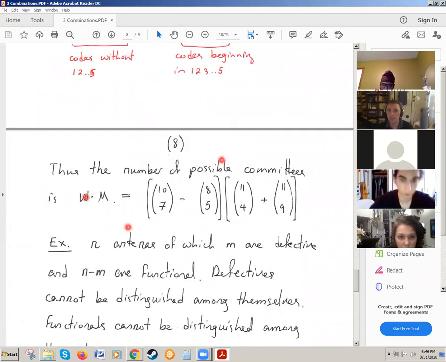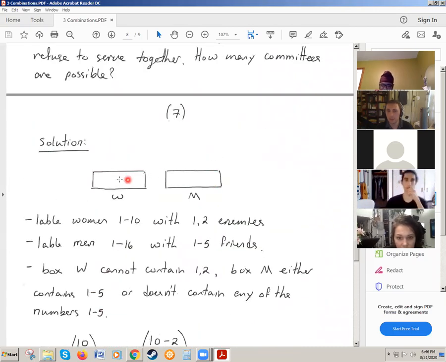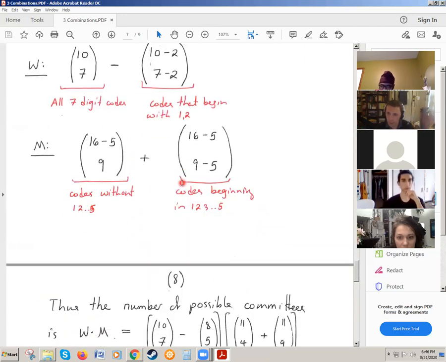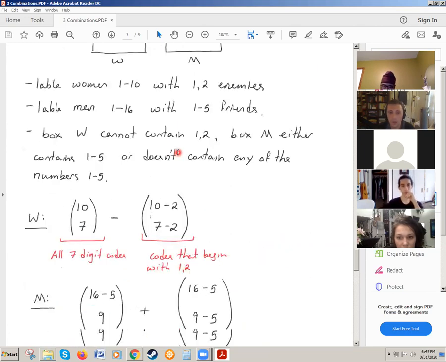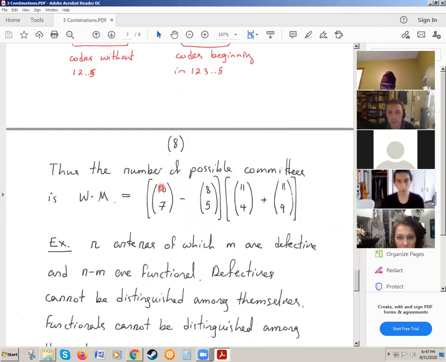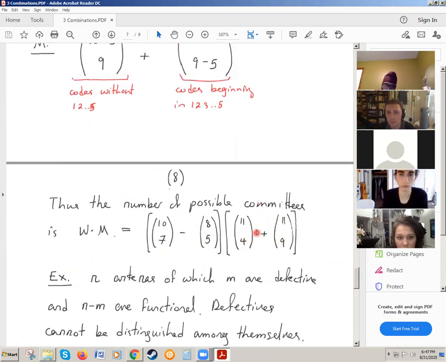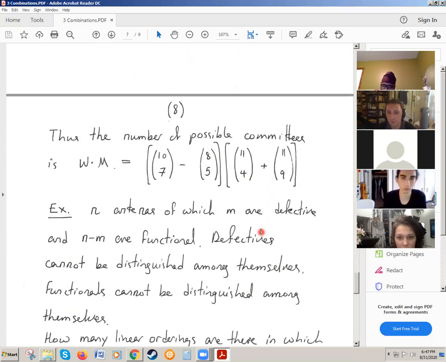So then the answer is simply by the basic principle of counting. If I know how many outcomes are in this box, and I know how many outcomes are in this box, I just multiply the number of outcomes. By the way, this means that I write the numbers in ascending order: the smallest number first, next smallest next, and so on. So the answer is 10 choose 7 minus 8 choose 5, that's for the women, multiplied by 11 choose 4 plus 11 choose 9, that's for the men.